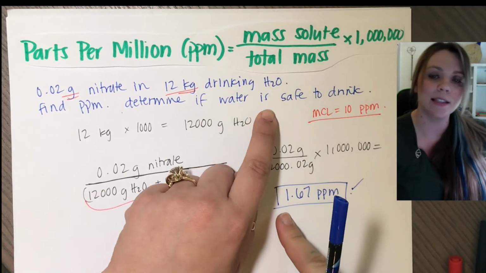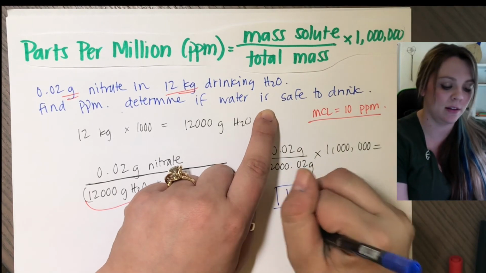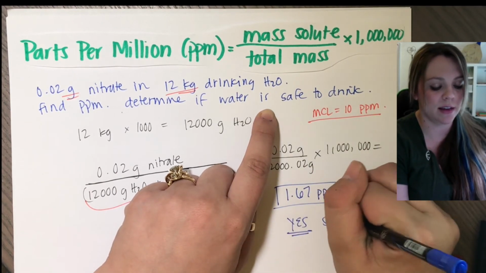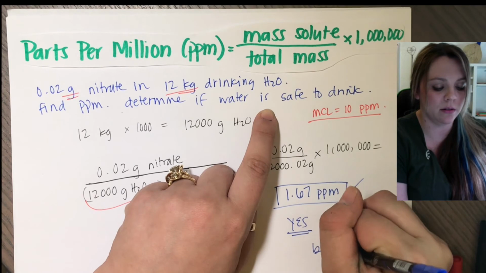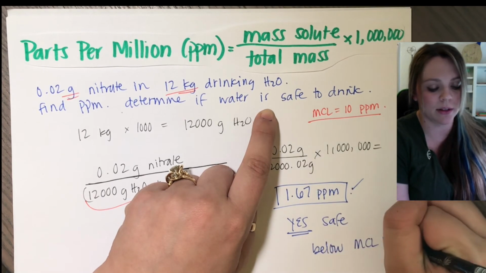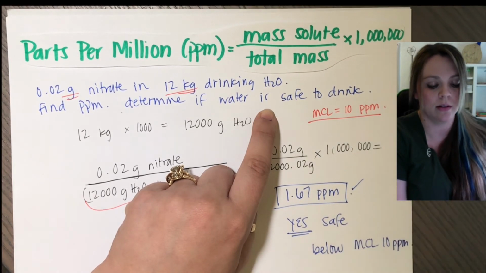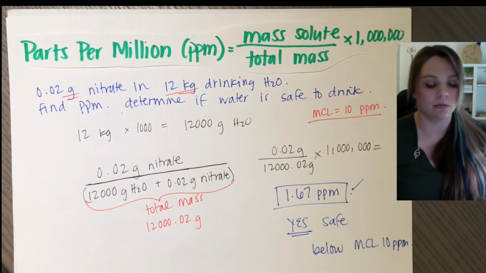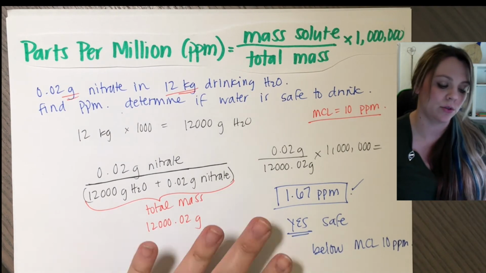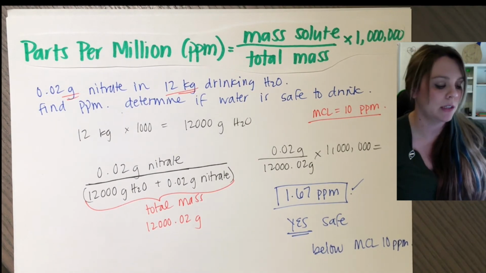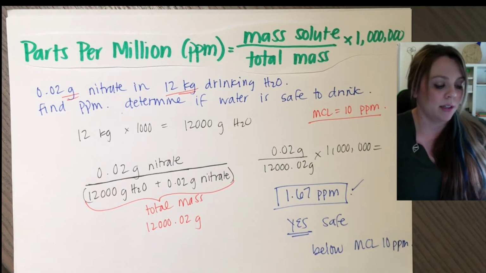1.67. Is this water safe to drink? Yes, this is safe. It is below the maximum contaminant level of 10. So you're good to go, okay? You're not going to die if you drink this water, right? Good.